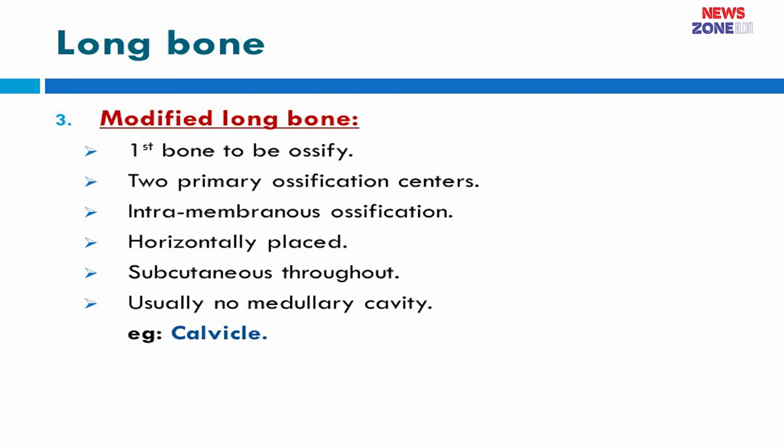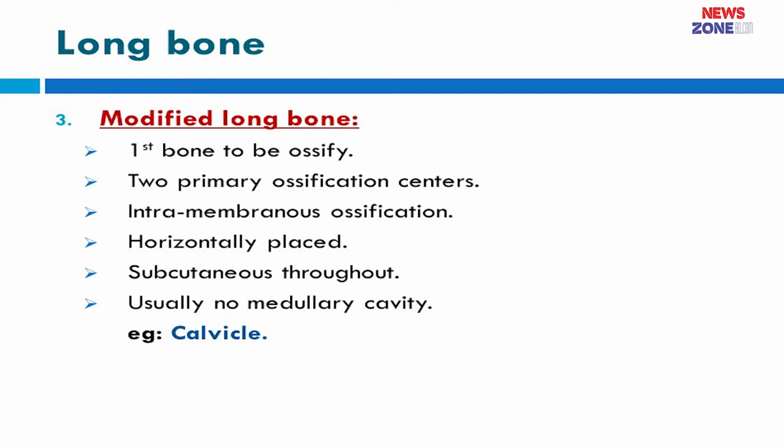You know, most of the typical long bones are covered by the muscles, ligaments, fascia, everything. But this type of modified long bone is easily traced underlying the skin. It is also horizontally placed. Most of the typical long bones are vertically placed, but the modified long bone is commonly present horizontally.